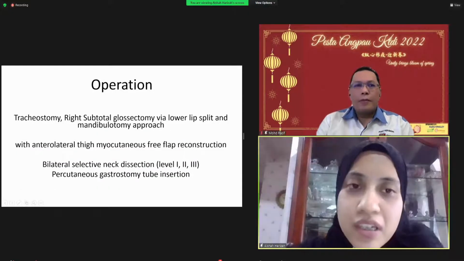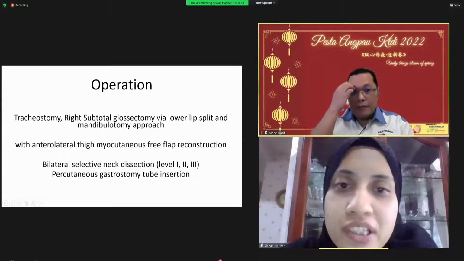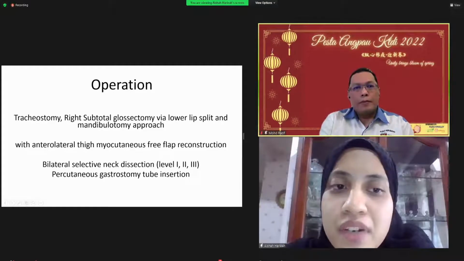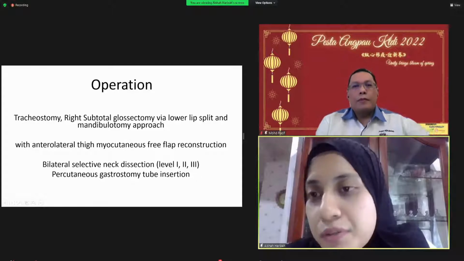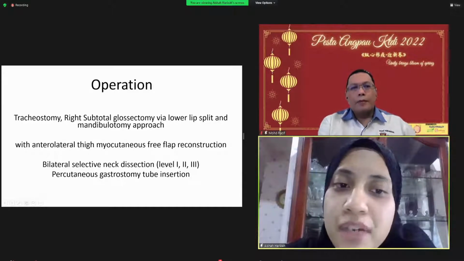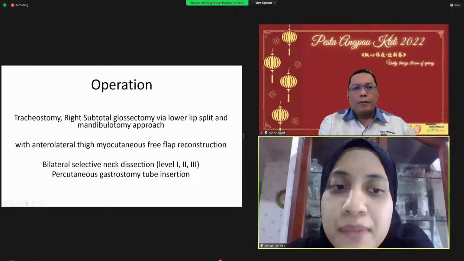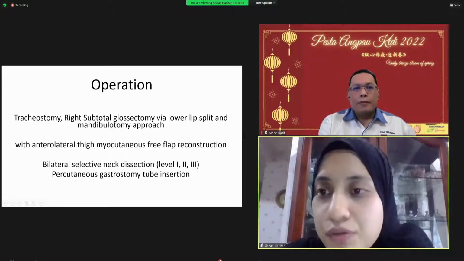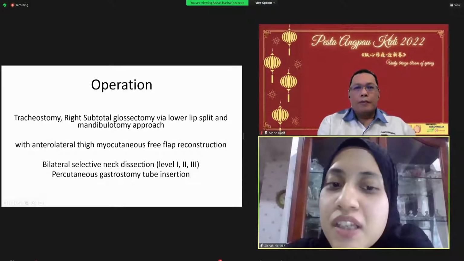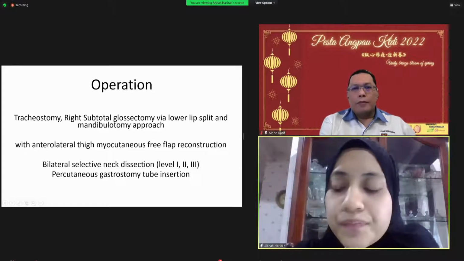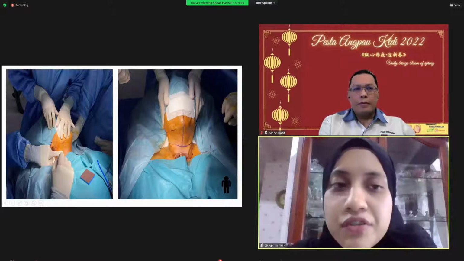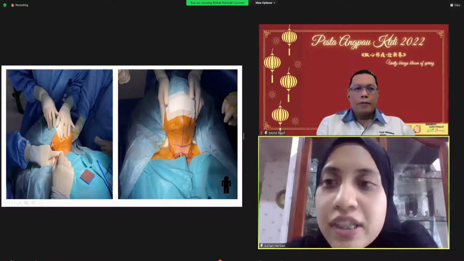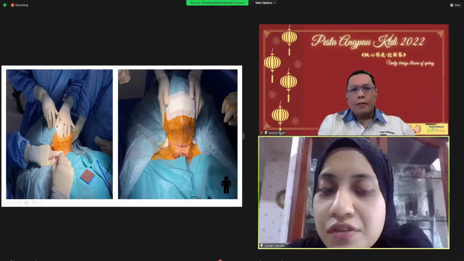Okay, so we proceeded with the operation: tracheostomy, right subtotal glossectomy with lower lip split and mandibulotomy approach, anterolateral thigh myocutaneous flap reconstruction, bilateral selective neck dissection level 1 to 3, and also percutaneous gastrostomy tube insertion. I will proceed with the steps of the surgery. Please note that the tracheostomy and also the gastrostomy tube had been done previously, before the operation.